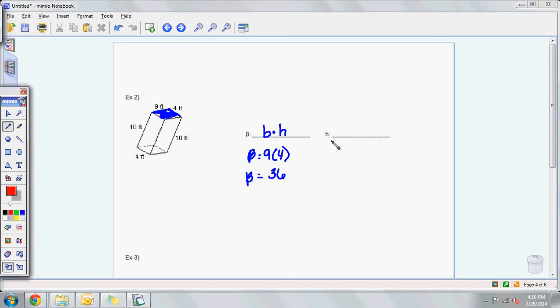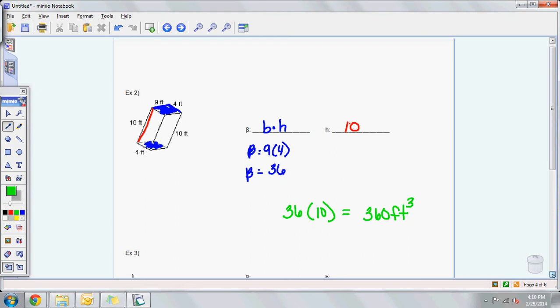Now for the height, it's what's connecting this base to the other base, which would be down here. So the thing that's connecting would be this 10. So that's going to be my height. So we take our base area, which is 36, times our height, and that gives us 360 feet cubed.